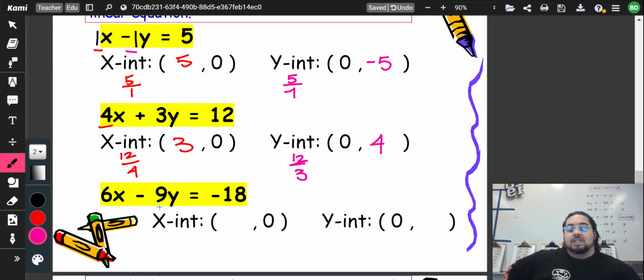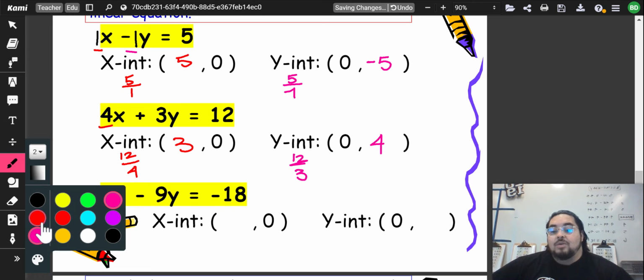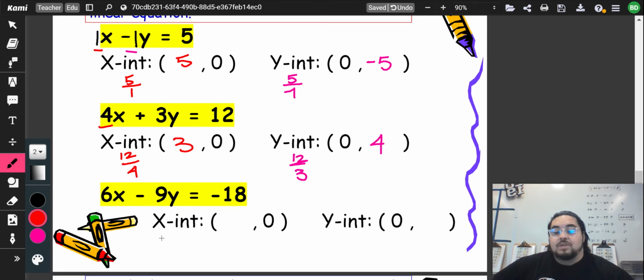Okay, last one, just find the x and y-intercepts. Again, we have negatives here, so whenever we do that, we have to be really careful. We're starting with -18. For the x-intercept, we're going to be dividing that by +6. A negative divided by a positive is going to be negative. 18 divided by 6 is 3.